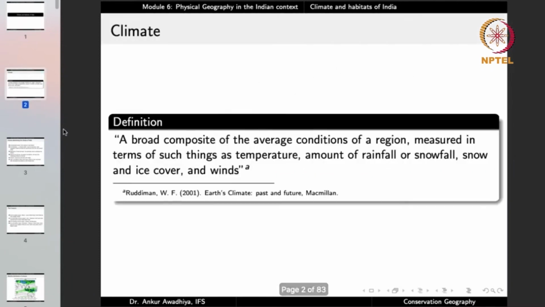Now, we have seen before that climate is a broad composite of the average conditions of a region measured in terms of such things as temperature, amount of rainfall or snowfall, snow and ice cover, and winds. So, when we talk about the climate of India, we are asking what are the average conditions in India in different months? What is the temperature in different months? What is the amount of rainfall or snowfall in different months? What is the snow and ice cover in different months? What are the wind speeds and directions like in different months?